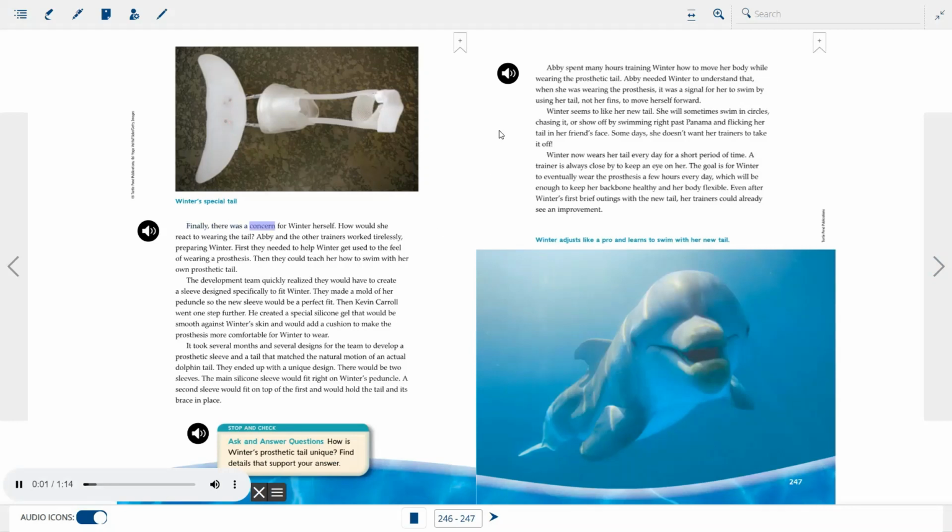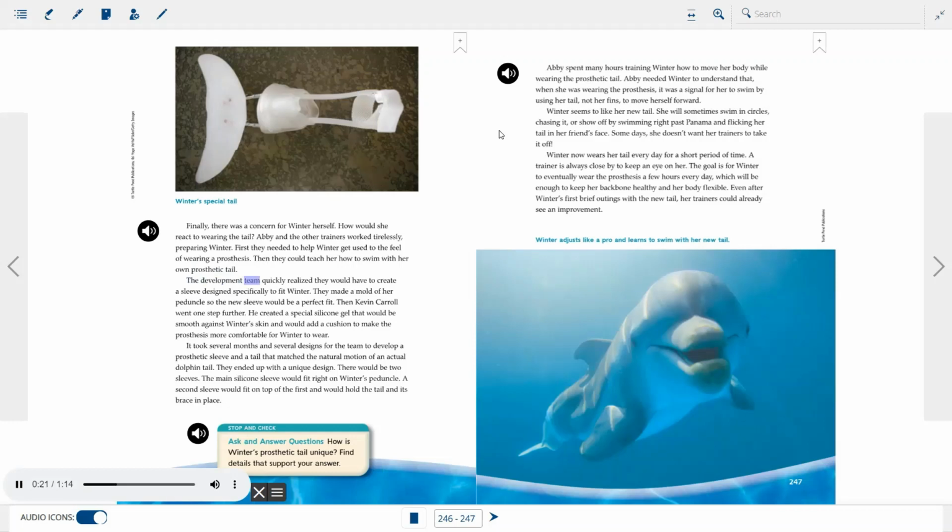Finally, there was a concern for Winter herself. How would she react to wearing the tail? Abby and the other trainers worked tirelessly, preparing Winter. First, they needed to help Winter get used to the feel of wearing a prosthesis. Then they could teach her how to swim with her own prosthetic tail.